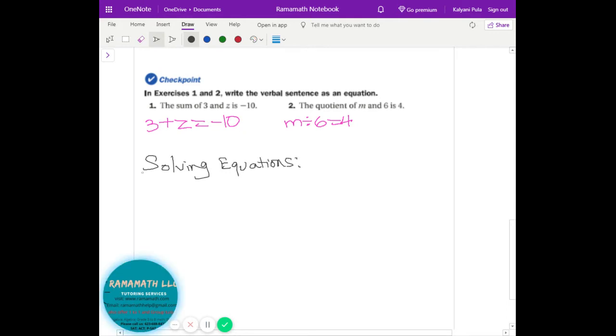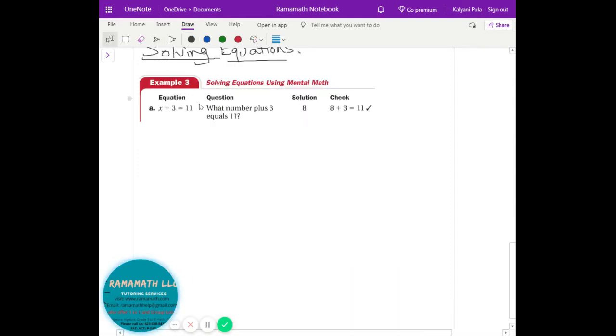So when you solve equations, it means the values are given to you. I'm going to explain a little bit of what an equation is and how it works, and that way we can get a pretty good idea on how to solve equations. When you're solving equations, we'll take an example.